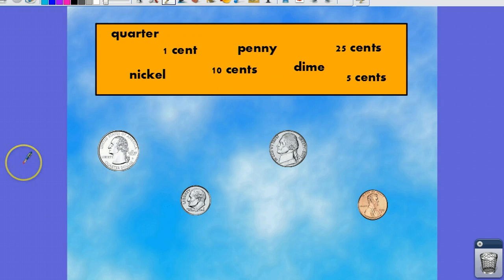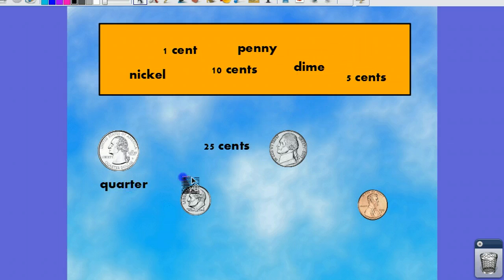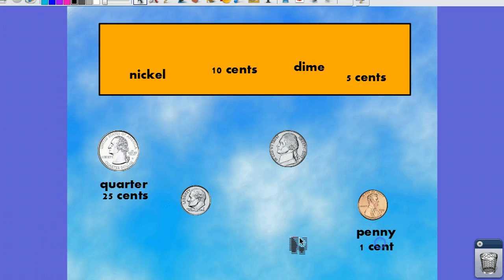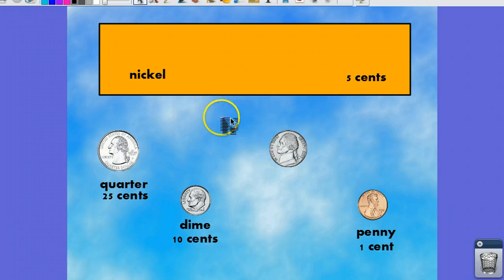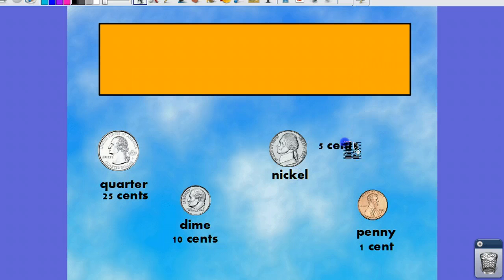So as a review, our coins that we use for money are right here. These are the 4 coins that we use to pay for things. The name of this coin is called a quarter. And it's worth 25 cents. What about this coin? You're right, it's a penny. And it's worth 1 cent. This coin right here is called a dime, good, and it's worth 10 cents. And then our last coin right here is a nickel, and it's worth 5 cents.